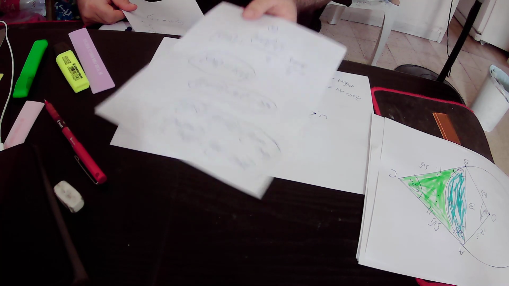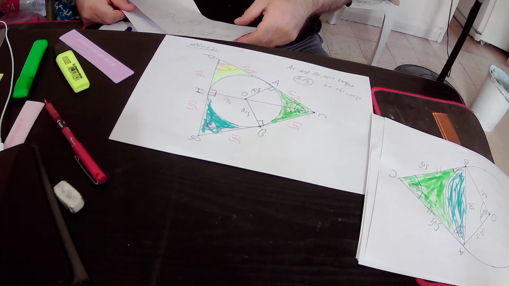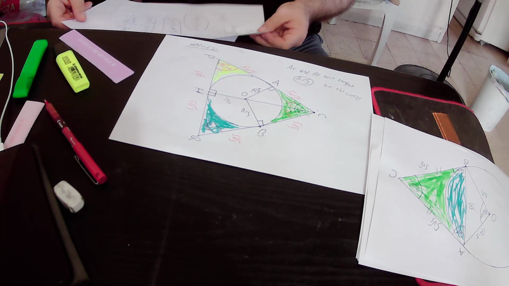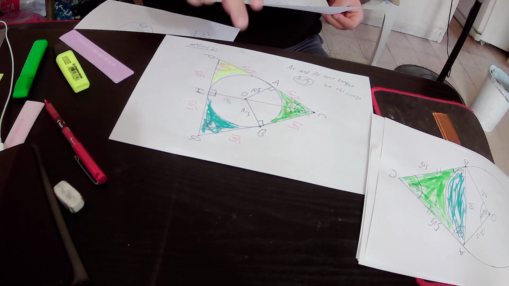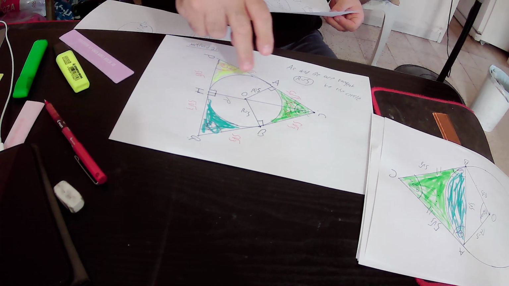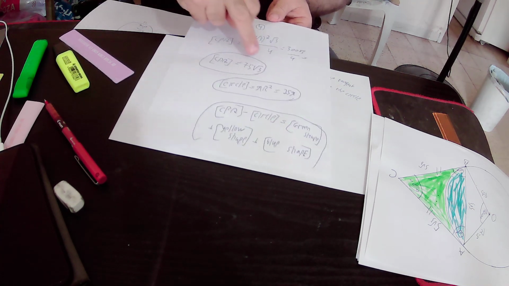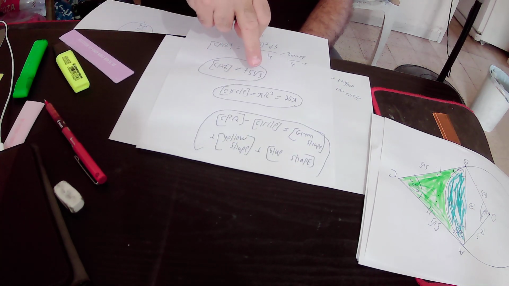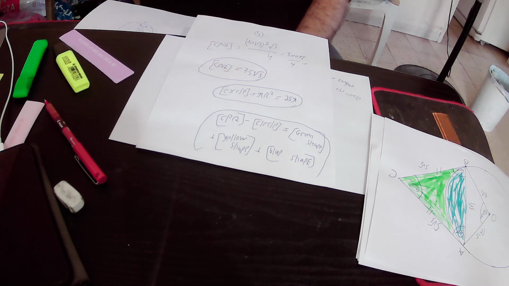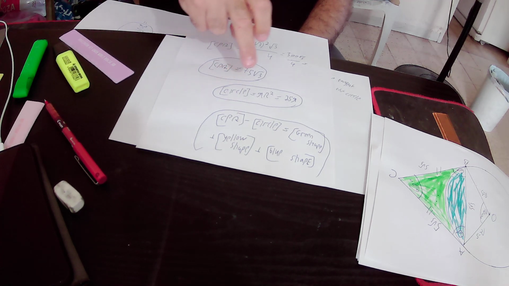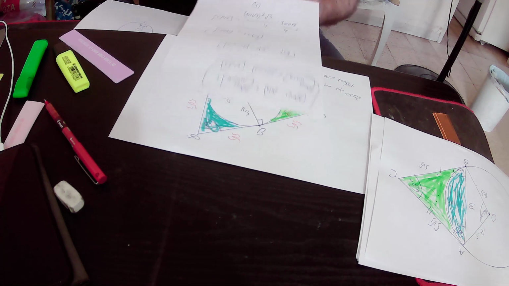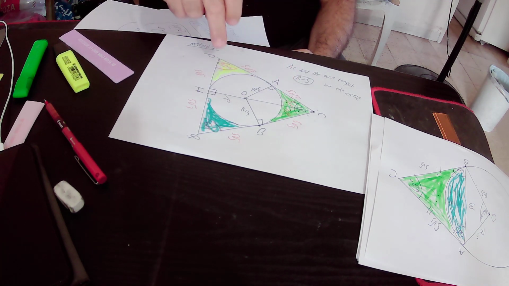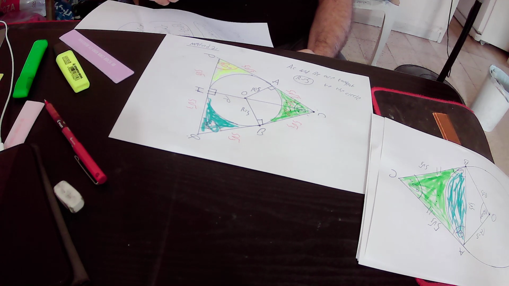Okay, that is the area of the big triangle CPQ, and the area of the circle equals pi r squared, and r equals 5, so it equals pi times 5 squared, which is 25 pi. So the area of triangle CPQ minus the area of the circle equals the area of the green shape plus the area of the yellow shape plus the area of the blue shape. Okay, but we want to find only the area of the green shape.